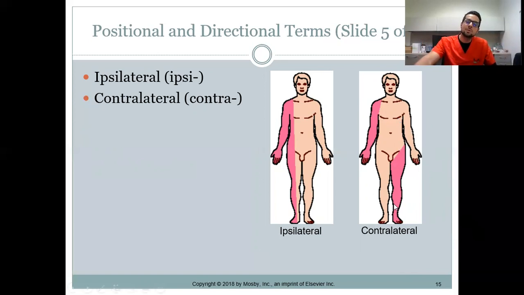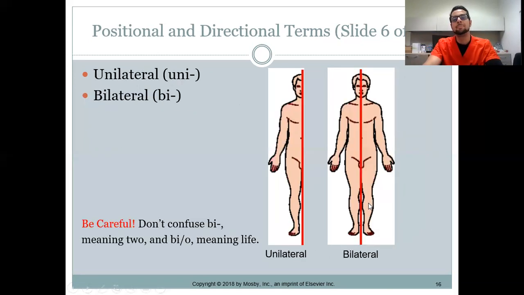May not use this one too much. You might just locate them individually, but it's good to understand how this is affecting the patient. All right, unilateral, most important here. Unilaterally is only going to be on one side, bilaterally is going to be on both sides.